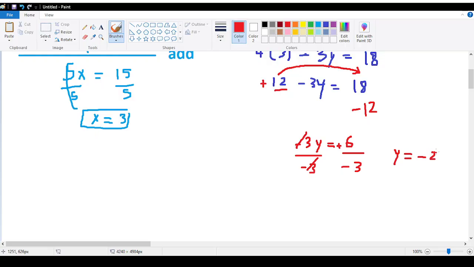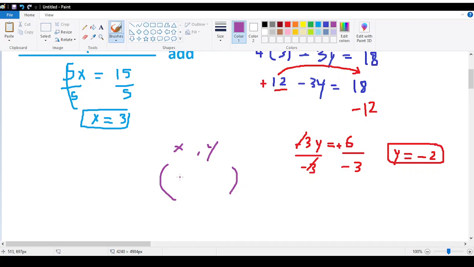Okay. Now after that, Shamsa, we have the x and we have the y. I will write the final result. Final result, I will write it in brackets like this: x and y. So what is the x?